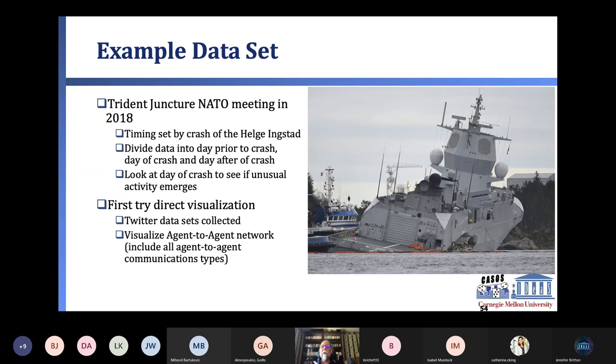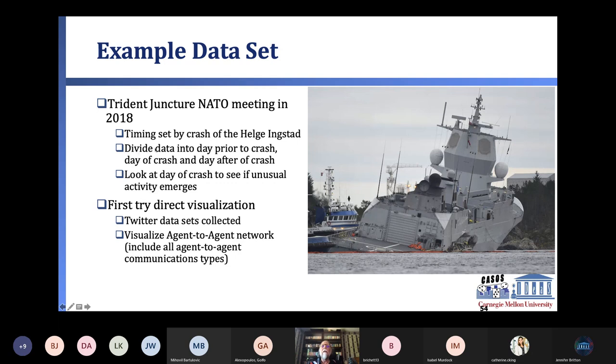I have a simple example here that's related to a NATO exercise that was run back in 2018. In the middle of this NATO exercise, there was a crash in which a Norwegian ship, the Helge Ingstad, was damaged. And so we could say, oh, that was a special event. It generated a lot of interest within the traffic related to this NATO exercise. The ship was involved in the NATO exercise at the time.